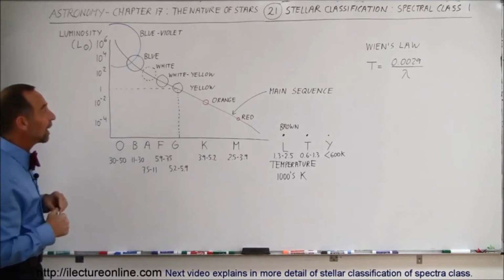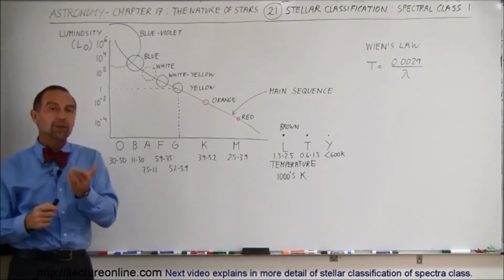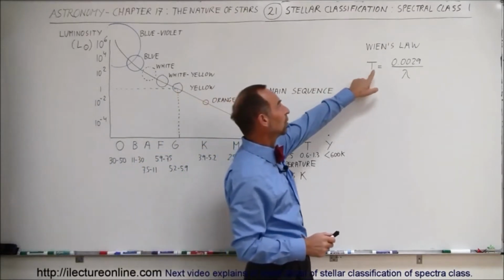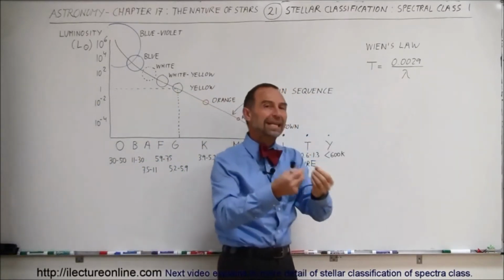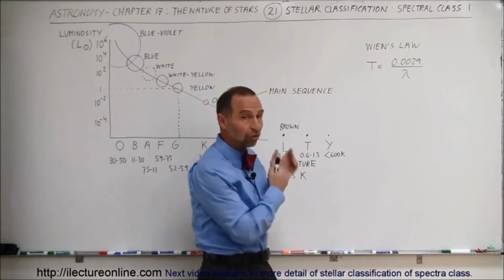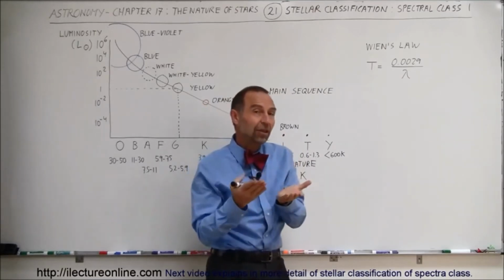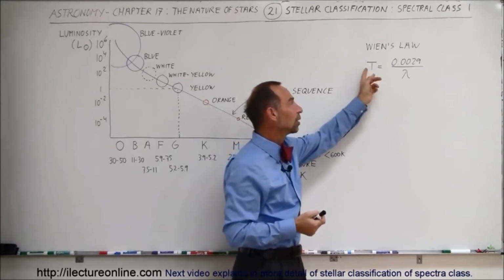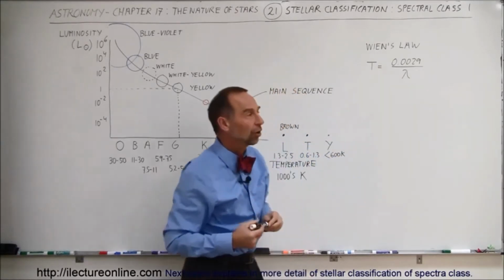And the reason why they knew that is because they already were familiar with a couple of laws. One of them was called Wien's law, where there was a relationship between the temperature and the wavelength of the radiation coming from an object, including stars. So the wavelength is then, of course, proportional to the color. And so we knew that there was a relationship between the color and the temperature in stars.